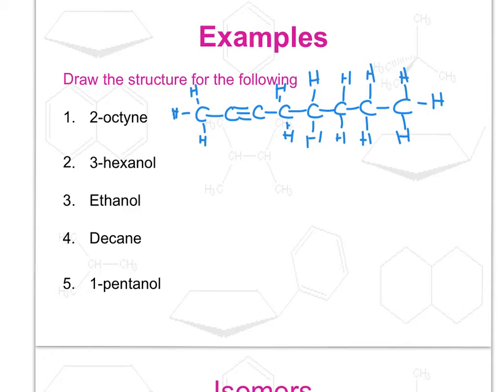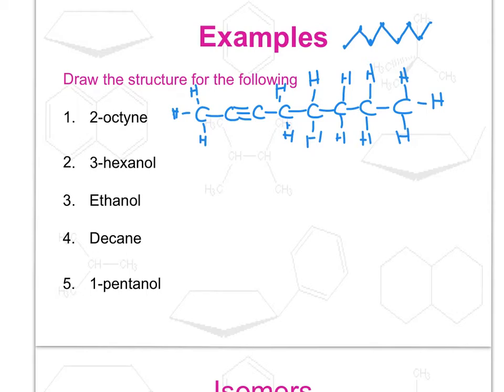Now, that's kind of long, right? So if you prefer, you can draw the stick structure. Remember, it looks like a zigzag. So you just start with a zigzag and you keep going until you've drawn 8. I'm just going to show you where they are. 1, 2, 3, 4, 5, 6, 7, 8.